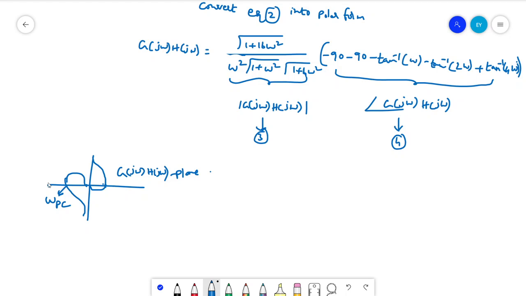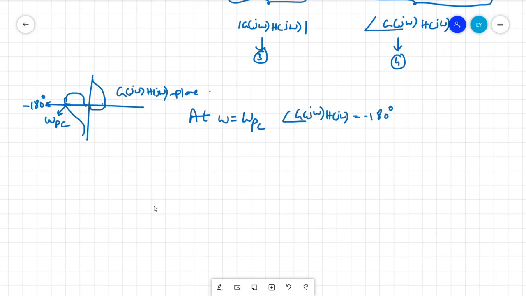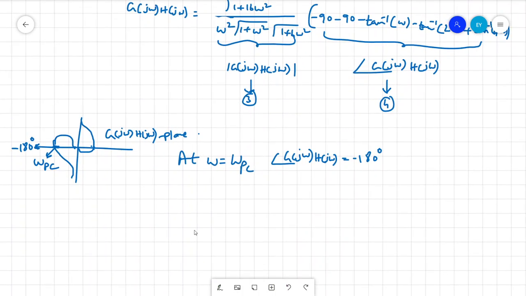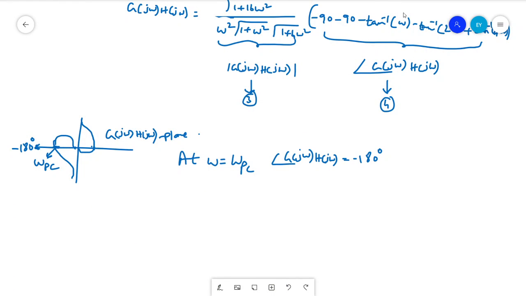Okay, so if it is intersecting the real axis, at that intersection point, what will be the angle? It will be 180 degrees. Therefore, at omega equal to omega pc, that means this intersection point, the phase of G of j omega, H of j omega will be minus 180 degrees. So just equate the whole fourth equation to minus 180. Once you equate that, in equation 4 we have minus 180 and minus 180, this will get cancelled out and the leftover thing will be there. That's it.